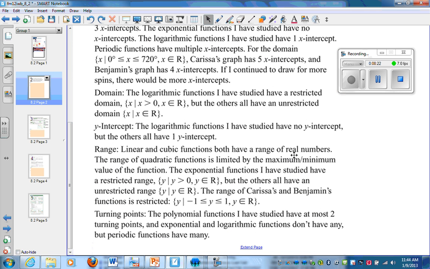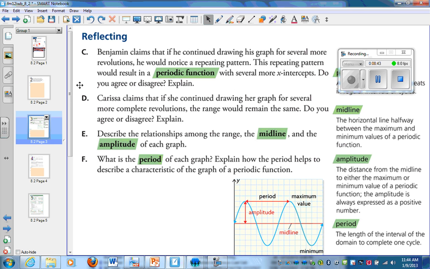Linear and cubic functions both had a range. Exponentials all had restricted, but it looks like these graphs are just between -1 and 1 for the range. The y value is no bigger than 1 and no smaller than -1. And we have a bunch of turning points, which we haven't seen before.